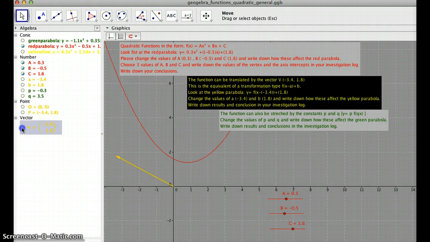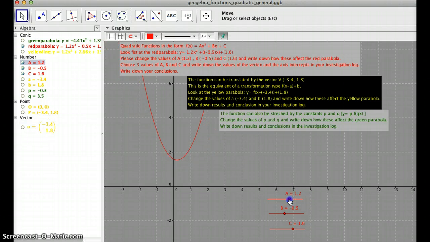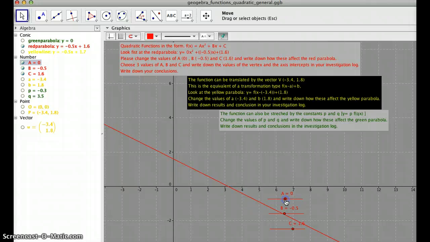Now in the red part we have three parameters, A, B and C. And what we have to do is give different values and see what happens. So let's see what A does. As we increase the value of A, it looks like we are stretching the branches of the parabola. If we give A the value 0, eventually it's a straight line, which makes sense here because I only have bx plus c.